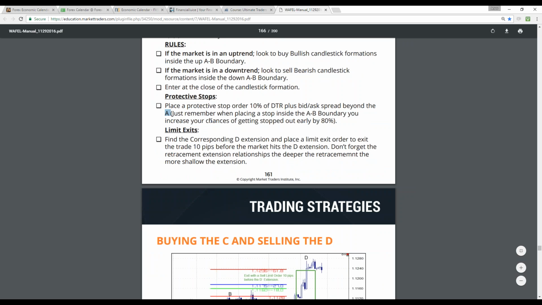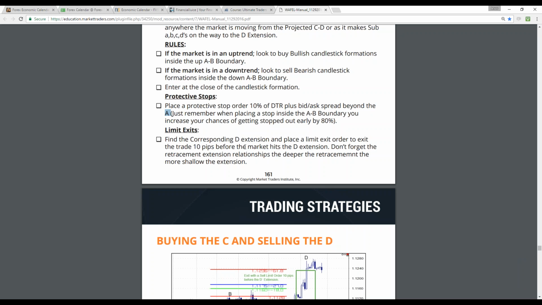Now in this case, since we are trading the whole swing, our stop will go above the A. We're not scalping anymore. We're going for the D extension. So placing the stop beyond the A will always be the safest place for the stop. If I'm buying, I'm going to use 10% of the DTR and that amount in pips below the A. If I'm selling, 10% of the DTR plus the bid and ask spread above the A.